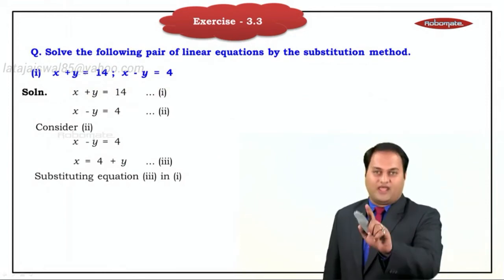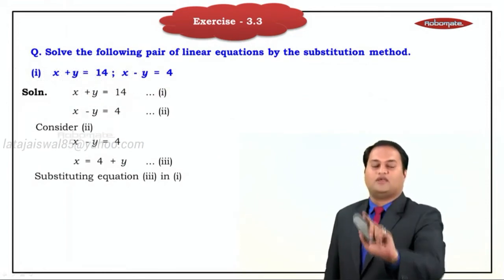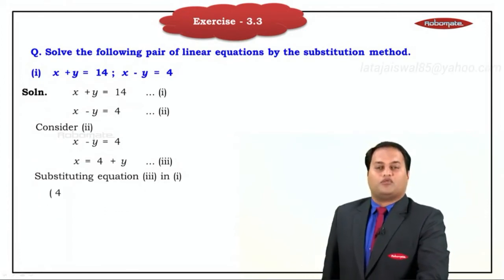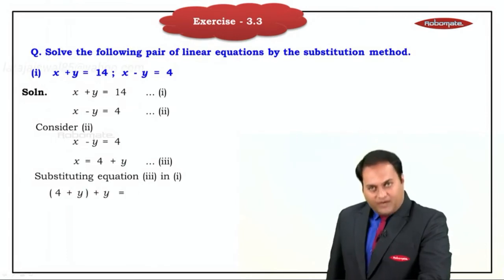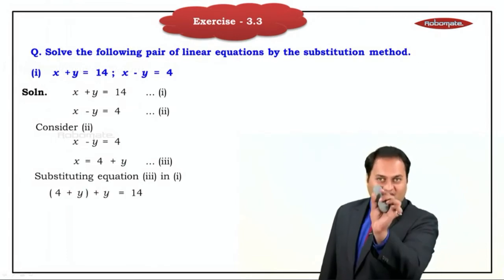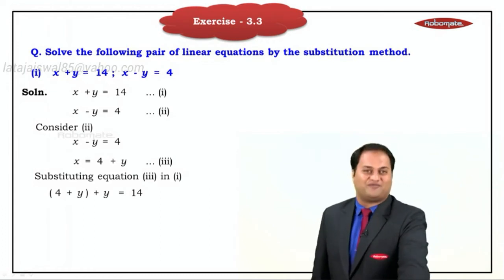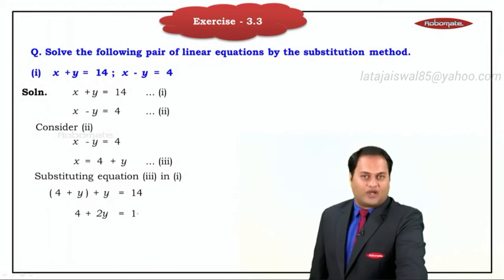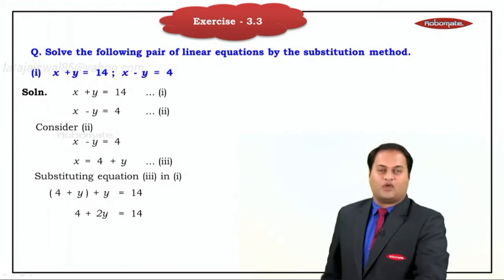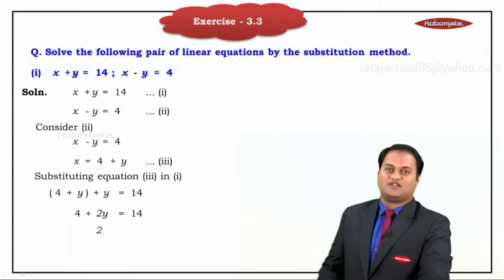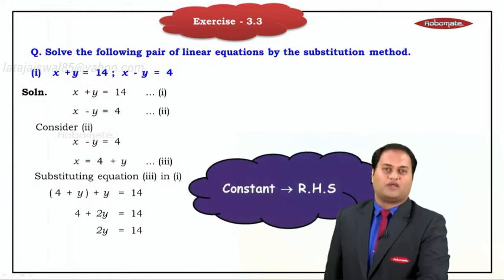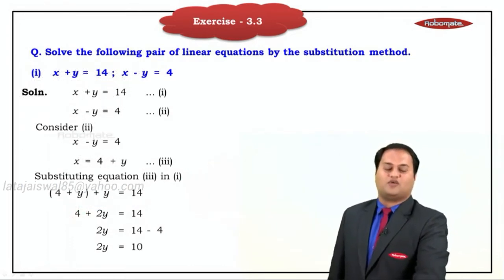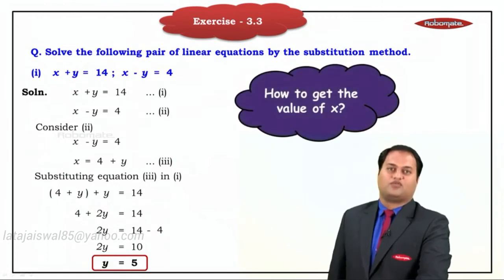Let us substitute x is equal to 4 plus y in equation 1. What we will get? In place of x, 4 plus y. What we will get? 4 plus y is equal to 14. So now x is substituted as 4 plus y. Open the brackets. 4 plus y is 2y is equal to 14. Variables on one side, constants on the other side. Solve it. You get 2y is equal to 14 minus 4. Constants to the RHS. You get 2y is equal to 10. You get y is equal to 5.